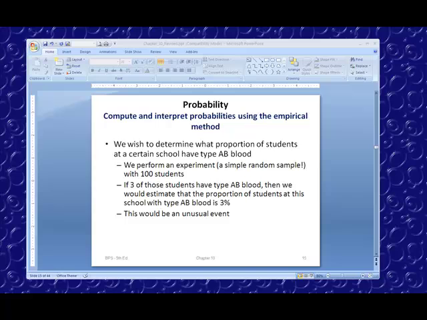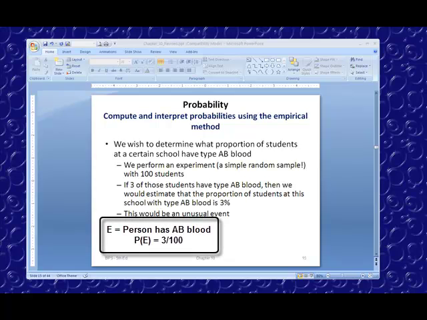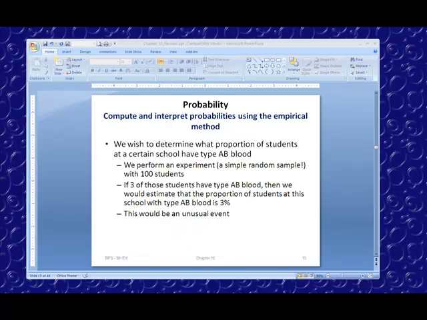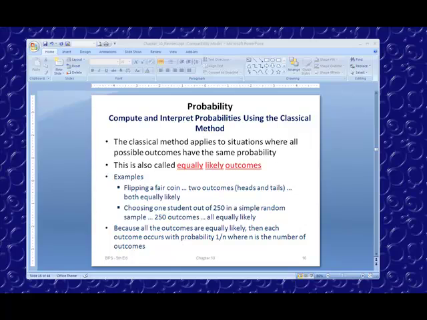So using the empirical method, we would say that the number of ways we saw event E, people having AB blood, was 3 divided by the number of times we did the trial. That's 100 because we looked at 100 students. So the proportion of students with AB blood is 3%. So the probability of having AB blood is approximately 0.03. This would be considered an unusual event because the probability of it is less than 5%, so it's unusual. And we know that having AB blood is rare.